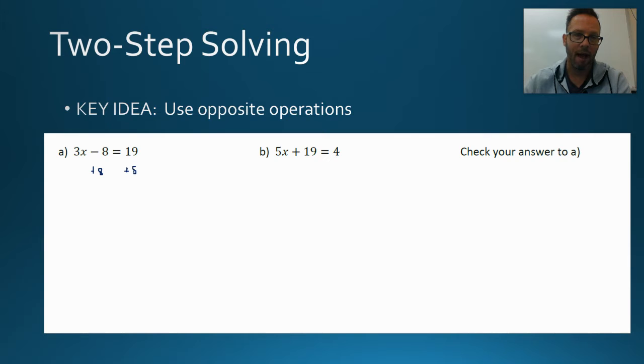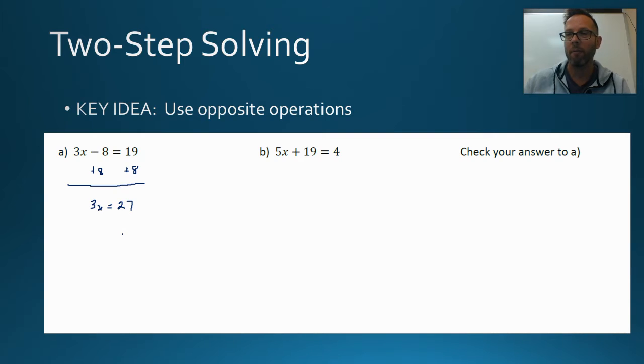I'm going to add 8 to both sides, because whatever we do to one side, we have to do to the other side. Otherwise, they won't be equal anymore. So we added 8 to each side. And what are we left with? Well, negative 8 plus 8 is 0. Sometimes we'll put a line to separate the steps here. So now I'm left with just 3x on the left. And on the right, 19 plus 8, that is 27.